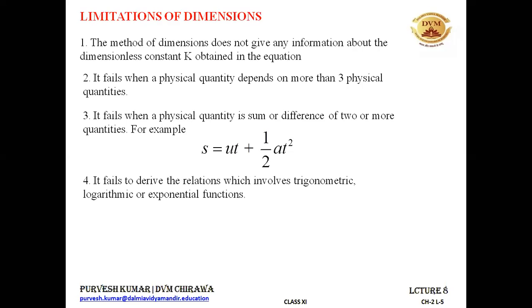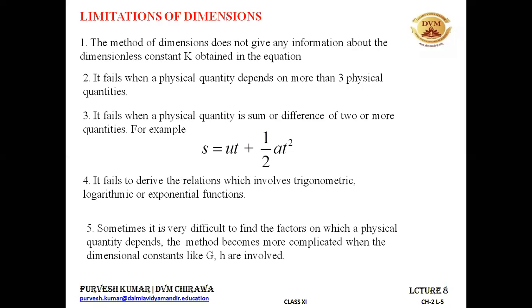And finally, when dimensional constants like g and h are involved. There are two kinds of constants. One is the dimensionless constant, that is k, which does not have any dimension, and the other ones are the dimensional constants like g and h. They have some dimensions in M, L, and T. So when these constants are involved, then working with dimensions to obtain the relations becomes very cumbersome. All right.